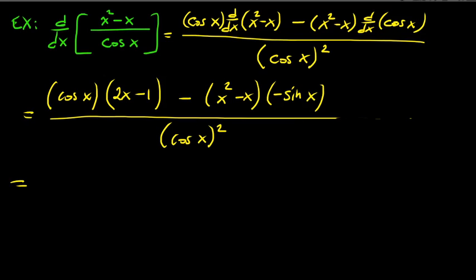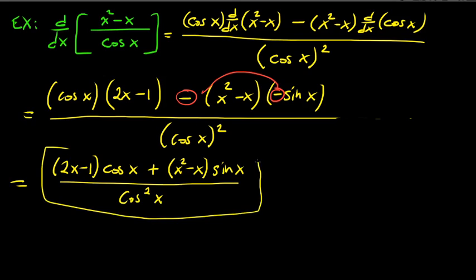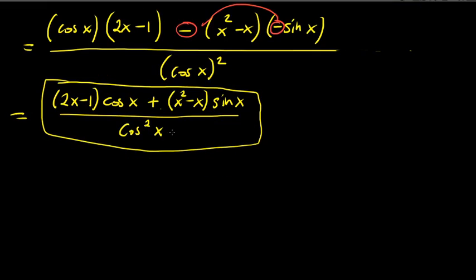Let's clean this up a little bit and just, well, let's see. What can we do here? Not much. I'm going to leave this factored as 2x minus 1. The only thing I can see here is to multiply a negative times a negative, right? And that's going to be a positive. So I think I'm going to put the 2x minus 1 in front. Multiply that times cosine of x, and then plus x squared minus x times sine of x, all divided by cosine of x squared, or cosine squared of x. Okay, and I think that's good enough.